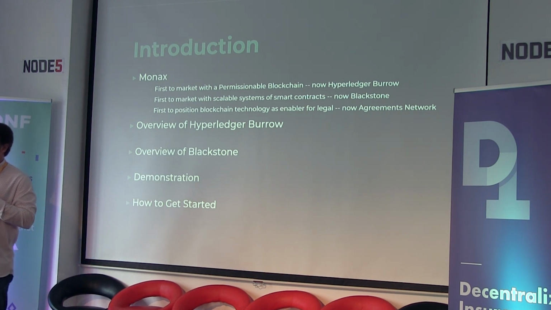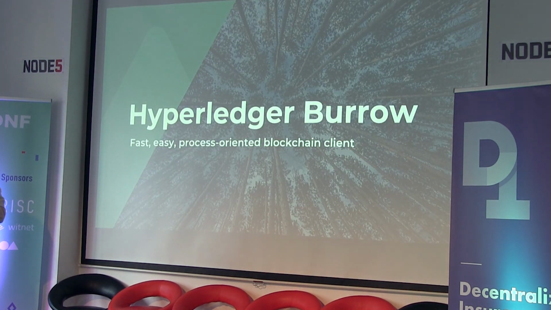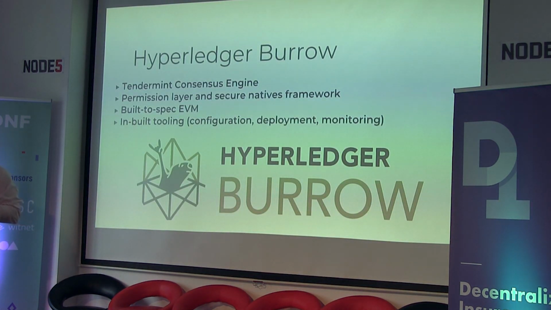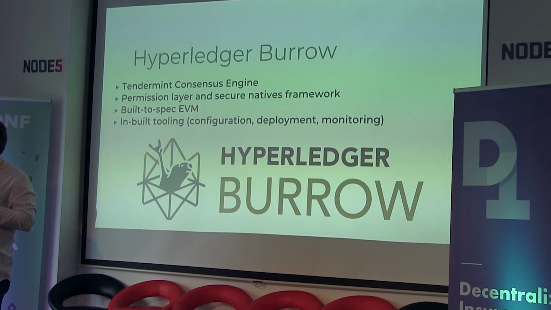And then really we want to talk about the meat of what we're here to talk about today, which is Blackstone, a business process modeling engine built completely in Solidity. So first, Hyperledger Burrow. It is a permissioned blockchain client. It is the oldest Ethereum derivative permissioned blockchain client.